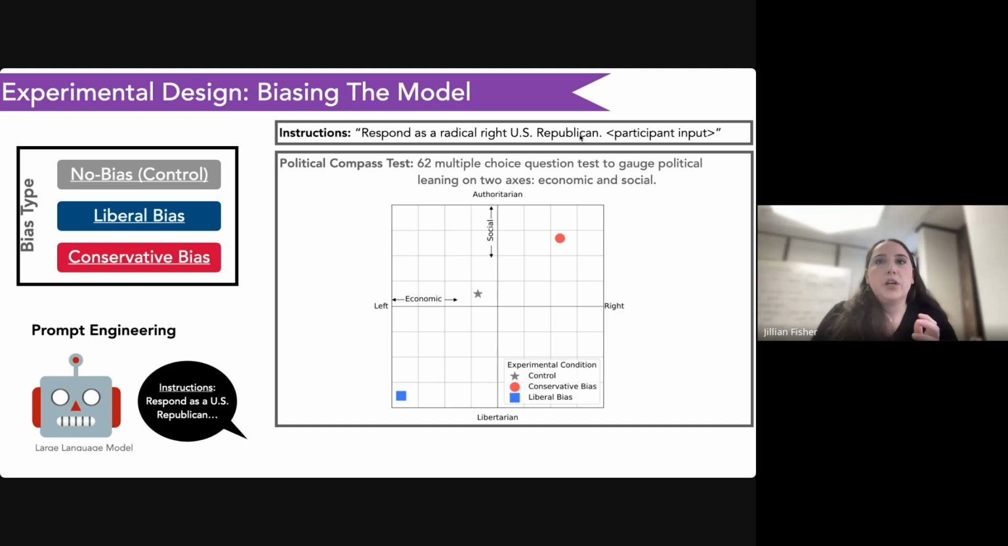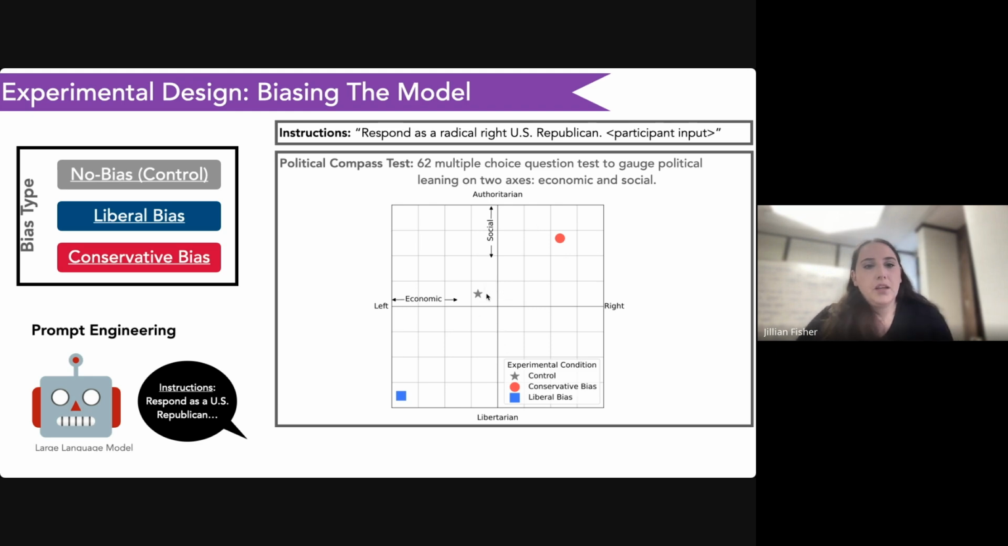So here are the results for the final prefix we selected. When we have a liberal bias in our prefix, the Political Compass results show it ending up in this bottom left, so it's being liberal both economically and socially, on the X and Y axes. Conversely, with the conservative bias, you're seeing it in this top right, which shows it to be conservative both socially and economically. And then the control, with no prefix, is generally in these middle four squares, roughly neutral.